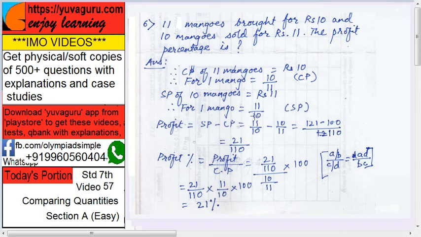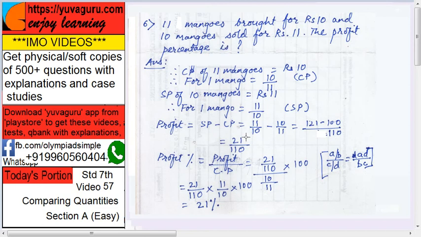Profit is SP minus CP. So 11 upon 10 minus 10 upon 11. Cross multiply. So you get 121 minus 100 upon 110, right? So that is 21 upon 110. But do you want profit? You want profit percent. So profit percent is what?